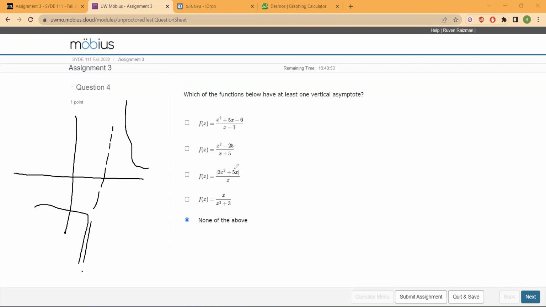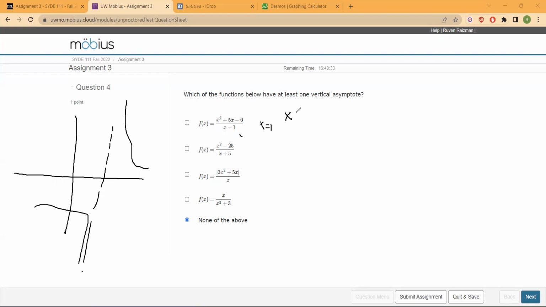So the first one, it does have x minus 1. So it does have a case where the denominator is equal to 0. That's at x equals 1. Now what we need to check is whether this x minus 1 gets simplified or canceled out. Because if it does, what will happen is instead of an asymptote, we'll just get a hole. So let's factor the top.